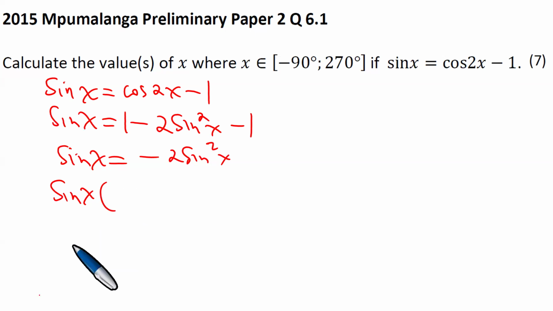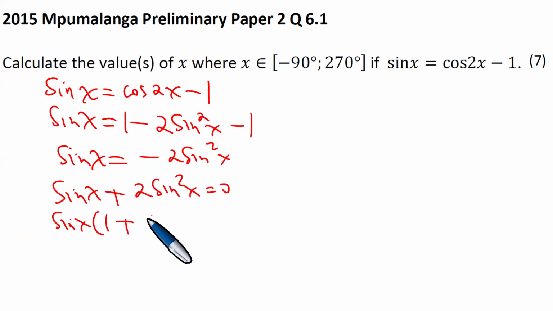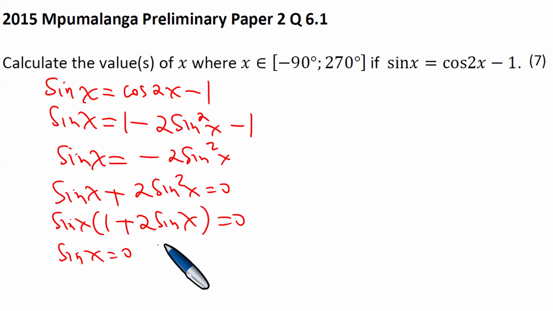So we factor out. Before we factor out, it can help some kids to just collect terms on one side of the equation to make sure they get the correct signs. Therefore you have 2 sine squared x plus sine x equals 0, meaning you take out sine x: sine x times (1 plus 2 sine x) equals 0. So sine x is 0, or sine x is -1/2. Okay, we're good.